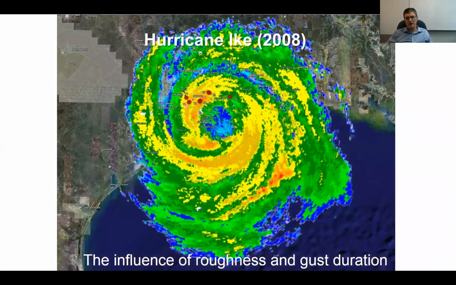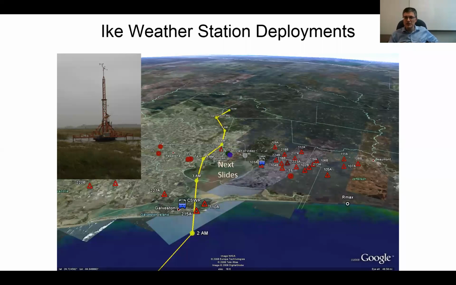So let's talk about the importance of Z naught. I'll show you another result of a different deployment. This was Hurricane Ike in 2008. Many different universities came to the field and put lots of instruments in lots of different places. So there's Texas Tech, Louisiana State, Florida International, Clemson, University of Florida, and there were others as well.